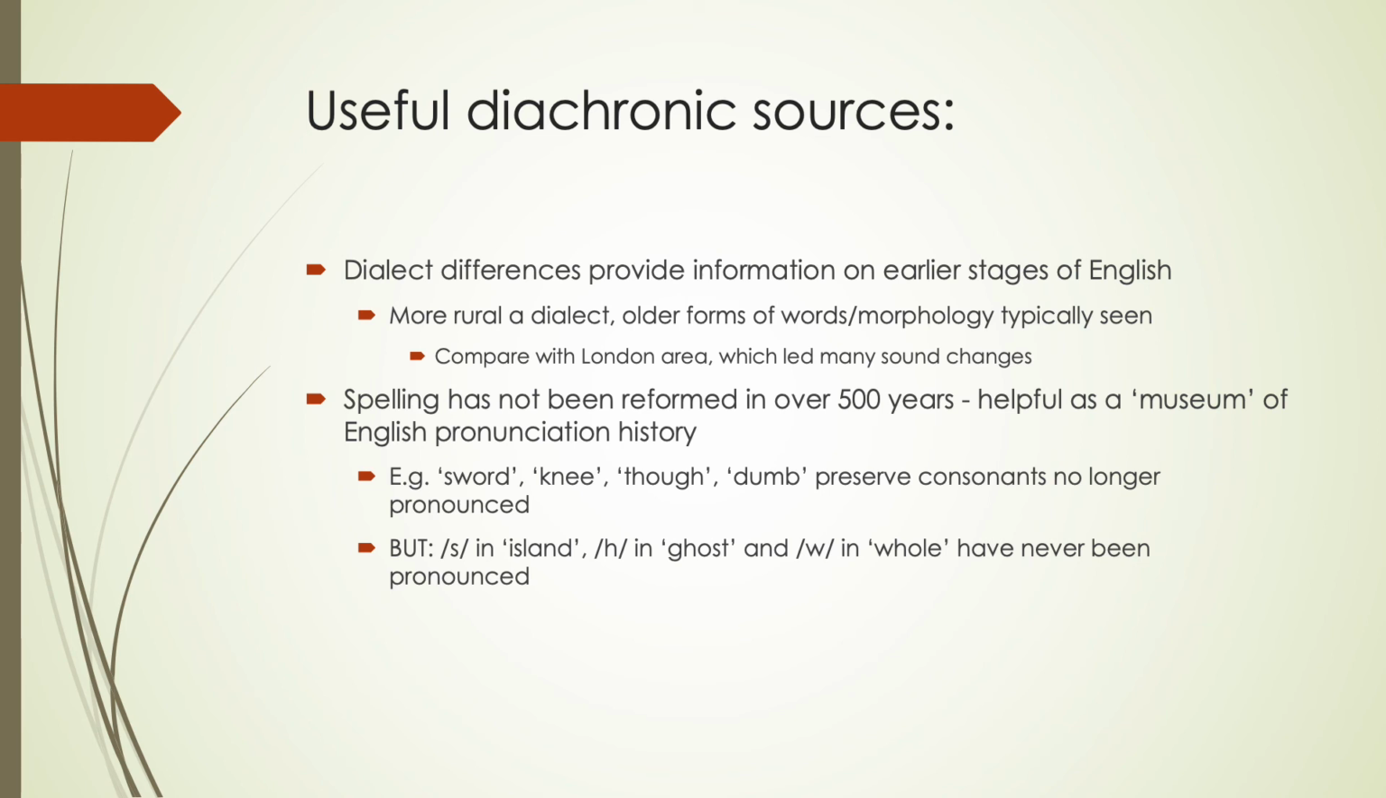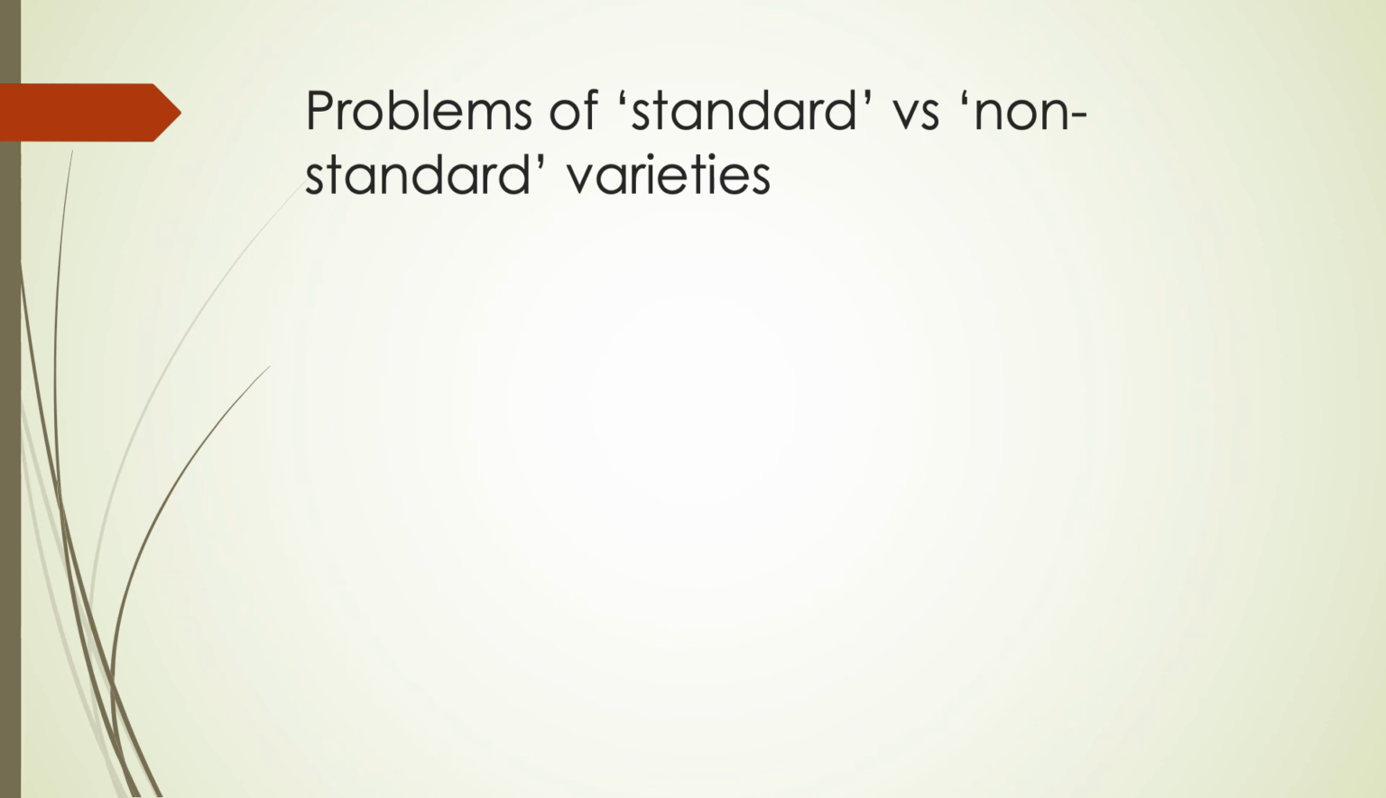And so when we're thinking about looking at these, some of the other problems that arise are things about looking at standard versus non-standard varieties. Most times when we're thinking about language, we're usually looking at writings and translations that are put into standardized forms of English. Even when you read things like Beowulf and the Canterbury Tales in English classes, they're usually redone into more modernized spelling and into more standardized English.